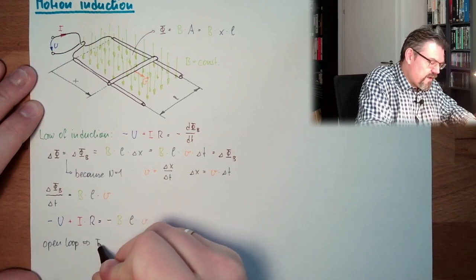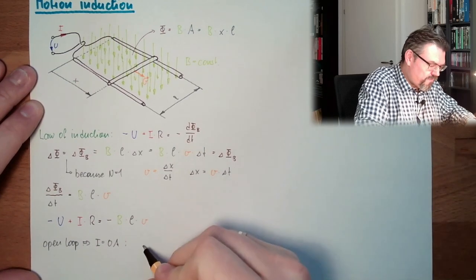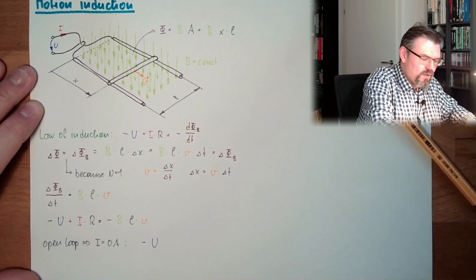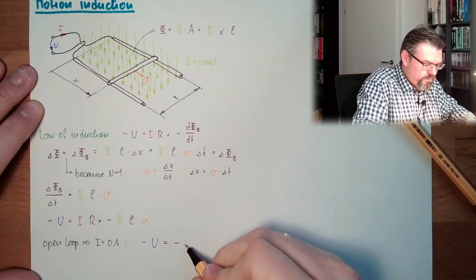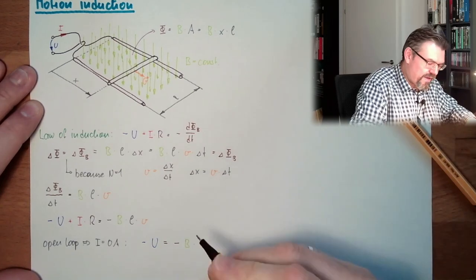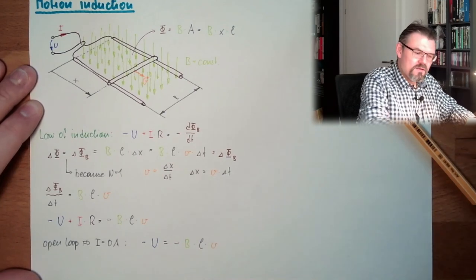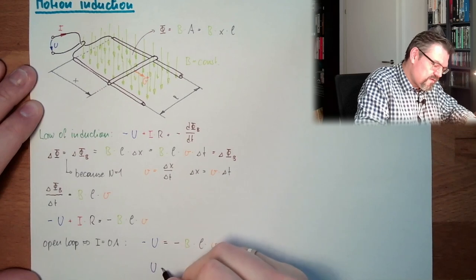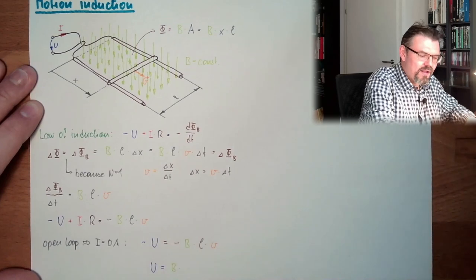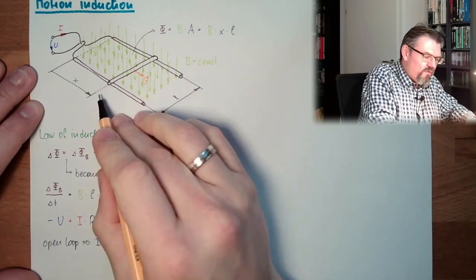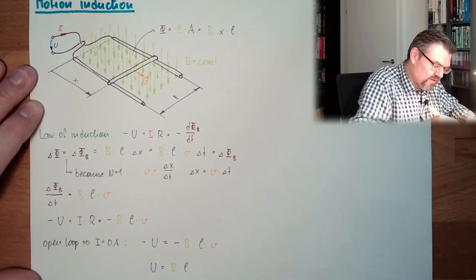This is I equals 0 amps. So what is left is minus u equals minus B multiplied by L multiplied by the velocity. So I have a voltage which equals the flux density multiplied by the length of our slider, only the slider, the x position does not really matter, and the velocity.